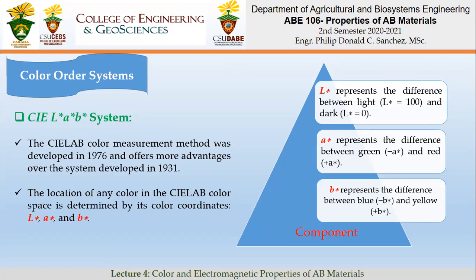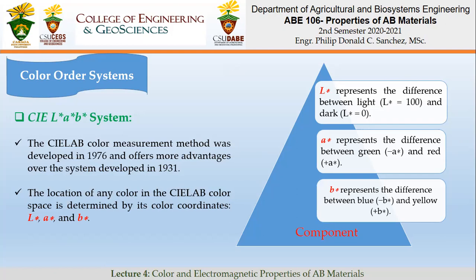Once again, in CIELAB, L represents lightness. A represents the saturation from green to red, the difference between green and red. That's A asterisk. The B asterisk component measures the difference or saturation between blue and yellow, how saturated it is when it is yellow against the color blue.